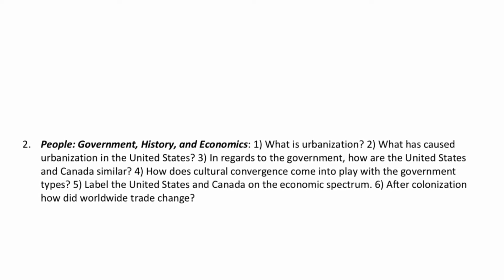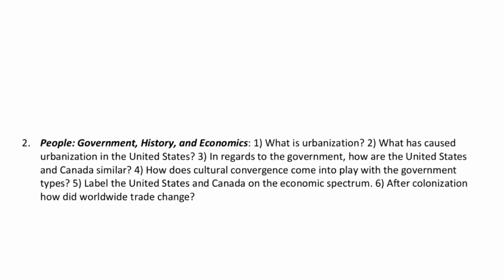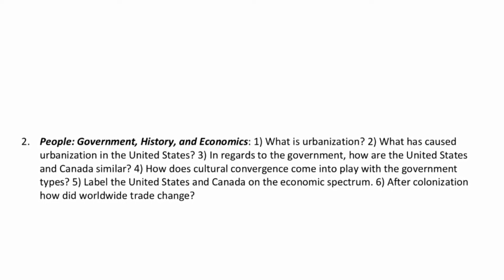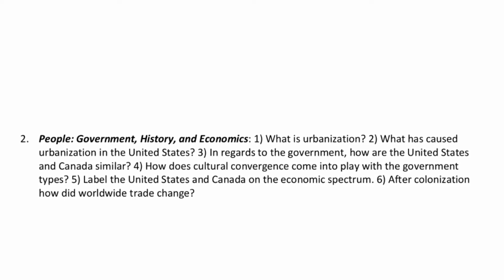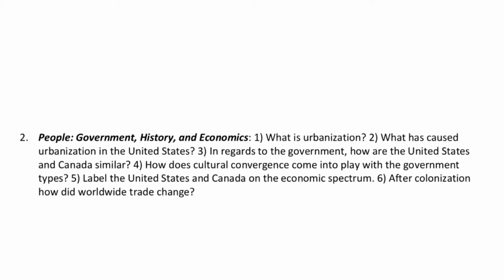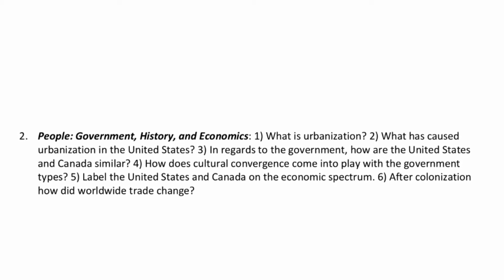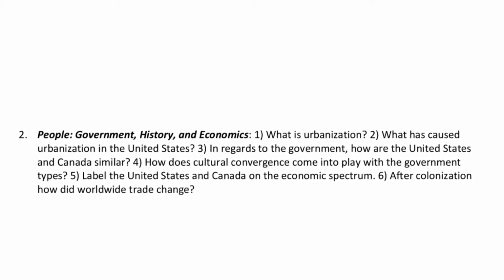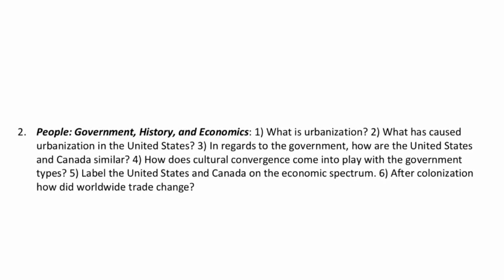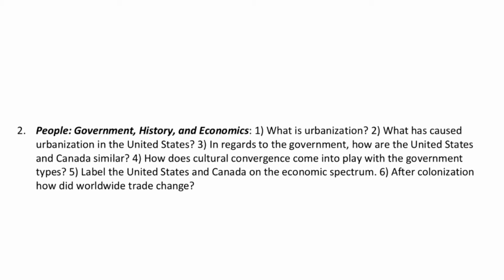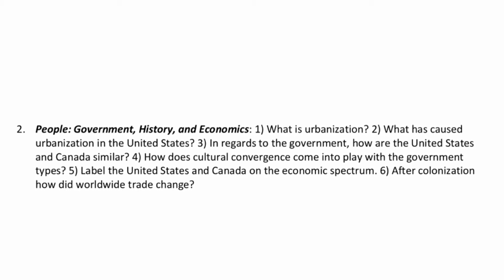Federal level, you have representatives. In Canada, you have parliament, and they elect the parliament members. You also have a prime minister who is elected, but then you also have representatives of the monarch who are not elected. So there are some differences there, but what makes them similar government-wise is that they're both democratic types of governments. Number 4, how does cultural convergence come into play with the government types?